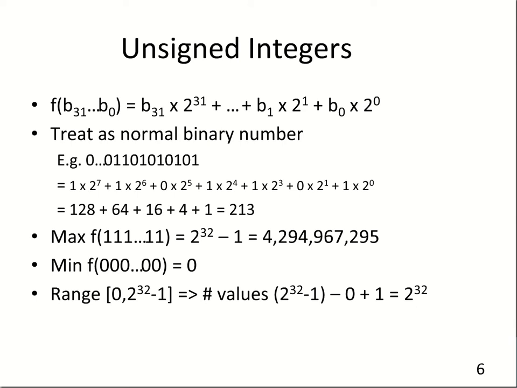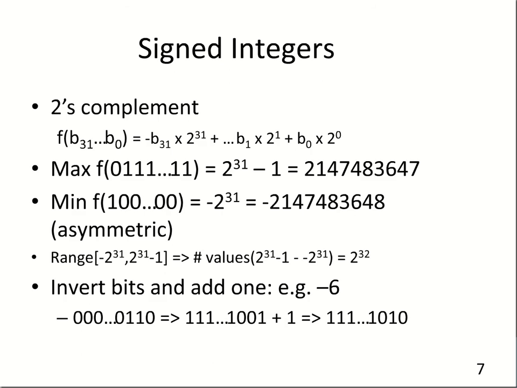Signed integers are a little bit more tricky. We use a representation called 2's complement, where all of the other bits are interpreted the same way as they are in unsigned, except the most significant bit, also called the sign bit, is in fact treated as a negative value. So if the most significant bit is a 1, we are going to add a negative 2 to the 31st to the resulting value.